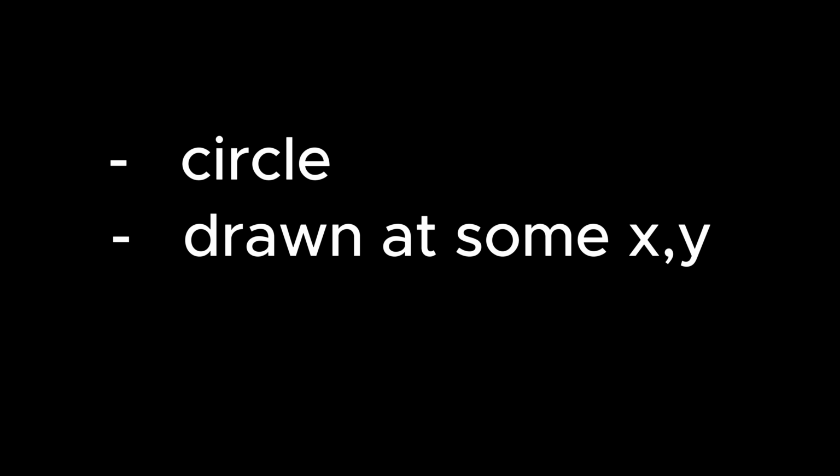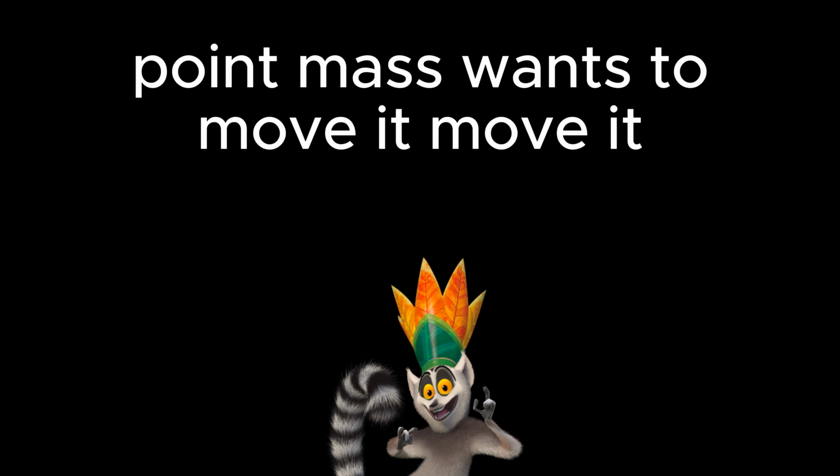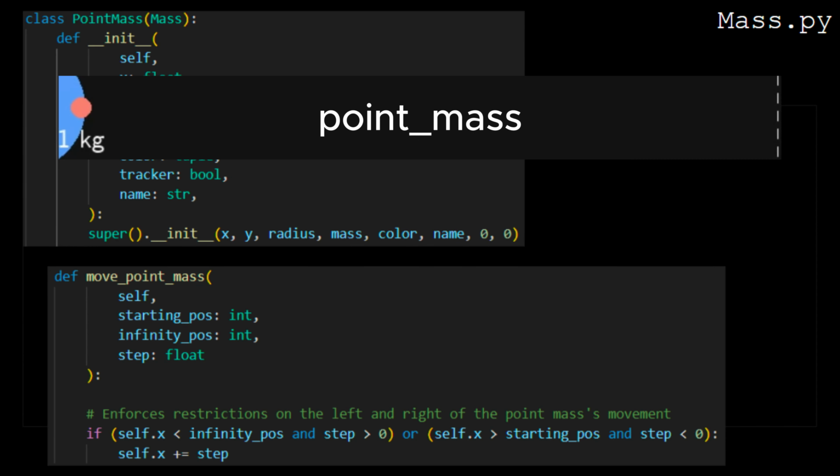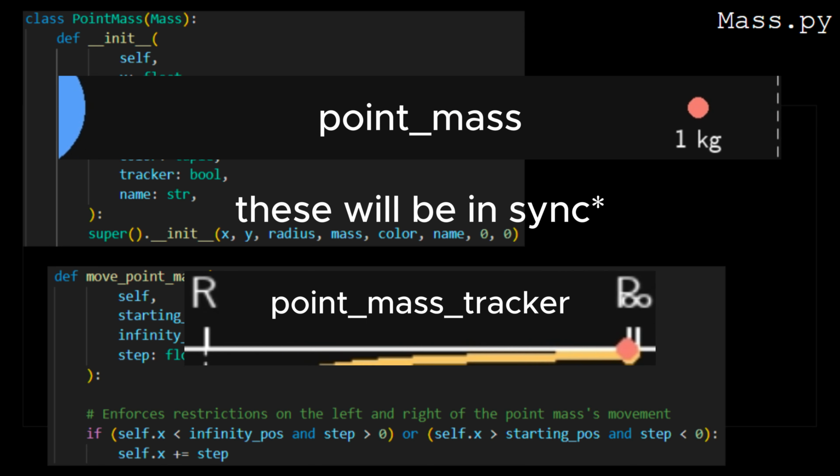Now, for our point mass, we want a lot of the similar attributes. It's going to be a circle, drawn at a certain x, y, but we want some additional functionality in that we can move our point mass. Again, the point mass objects will be the actual point mass, which is moving from the surface of the planet to that infinity line, and another point mass object is going to be our point mass tracker, which is going to move along the x-axis of our graph later on.